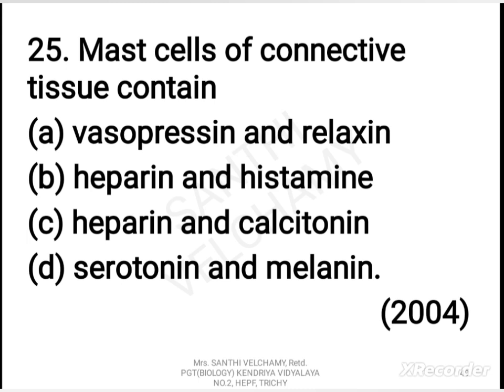Next question. Mast cells of connective tissue contain A. Vasopressin and relaxin, B. Heparin and histamine, C. Heparin and calcitonin, D. Serotonin and melanin. The correct answer is B, heparin and histamine. When you refer to the 23rd question, what I explained there is the same answer and the same explanation for this question also.